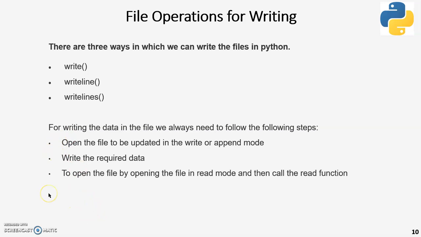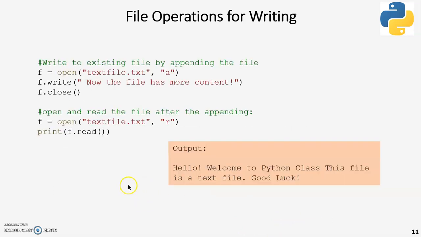Now for writing this particular data in the file, we always need to follow the following steps. They are really important. Open the file to be updated in write or append mode. Write the required data. Then to read it, open the file in read mode and call the read function. So let's try one example where I'm writing to an existing file by appending to it.